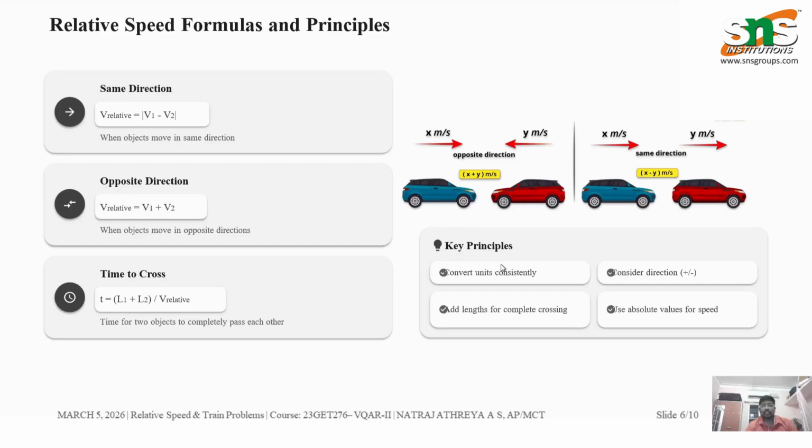So the key principles here are: the first thing you have to check is the units, convert them for consistency. Then consider the direction. We have to find out which direction each is moving, and assign a positive or negative sign to them accordingly. Then we have to add the lengths to complete the crossing, and then find the absolute values for speed.